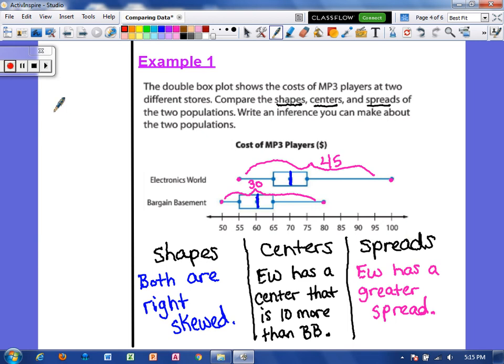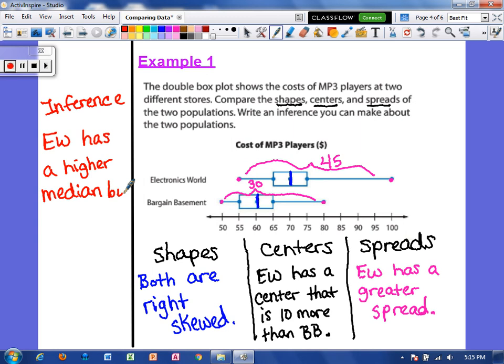Alright, now we can make an inference about these two stores. So we can say that Electronics World has a higher median but a wider range.